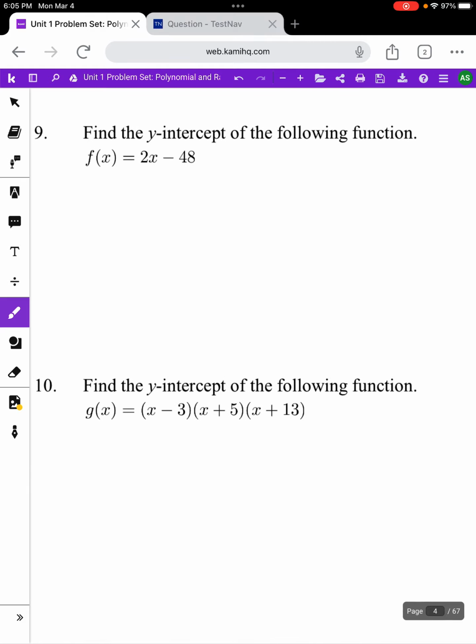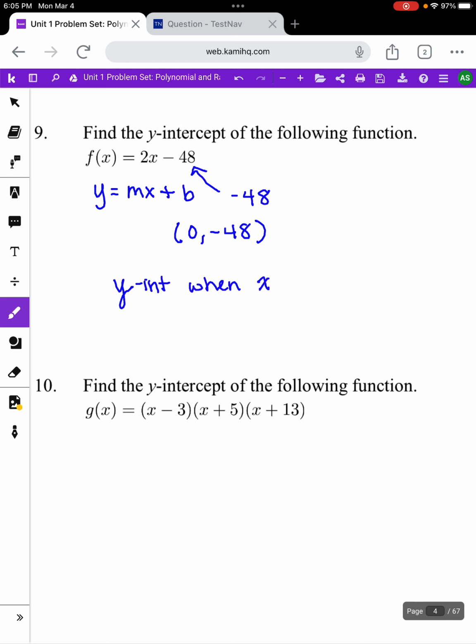All right, find the y-intercept of the function. That's easy. Y equals mx plus b. B is -48, so our y-intercept is (0, -48). If you didn't know that, you know that the y-intercept happens when x is equal to 0, and f of x is a fancy way of writing y. So really y equals 2x minus 48. Y equals 2 times 0 minus 48, and we get y equals -48.